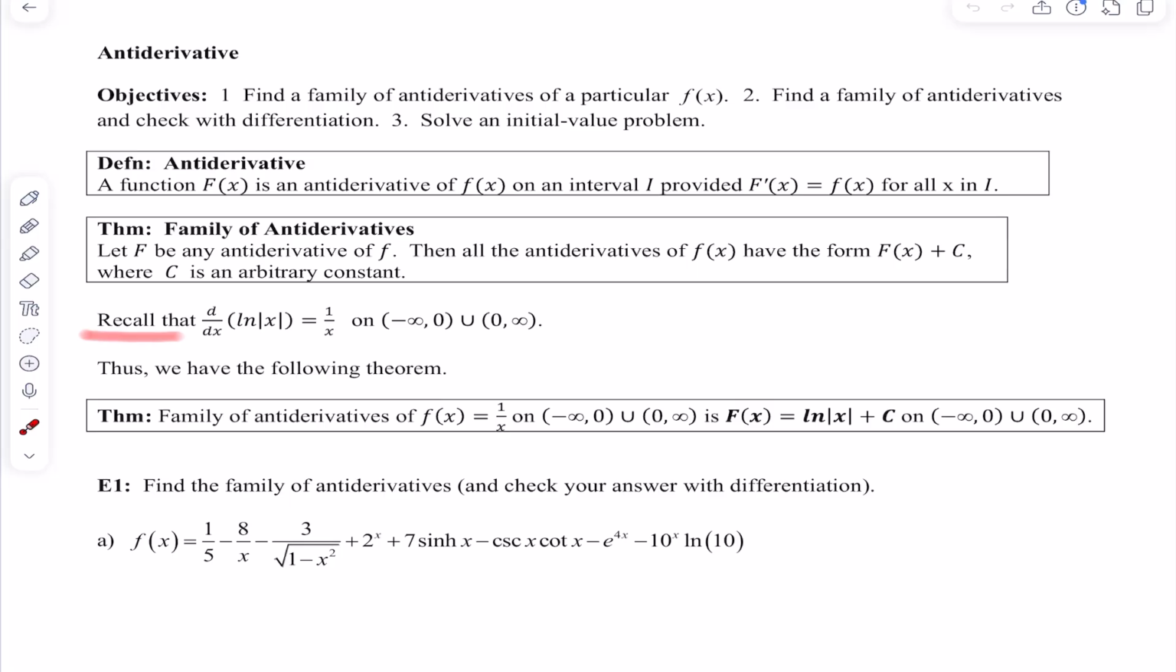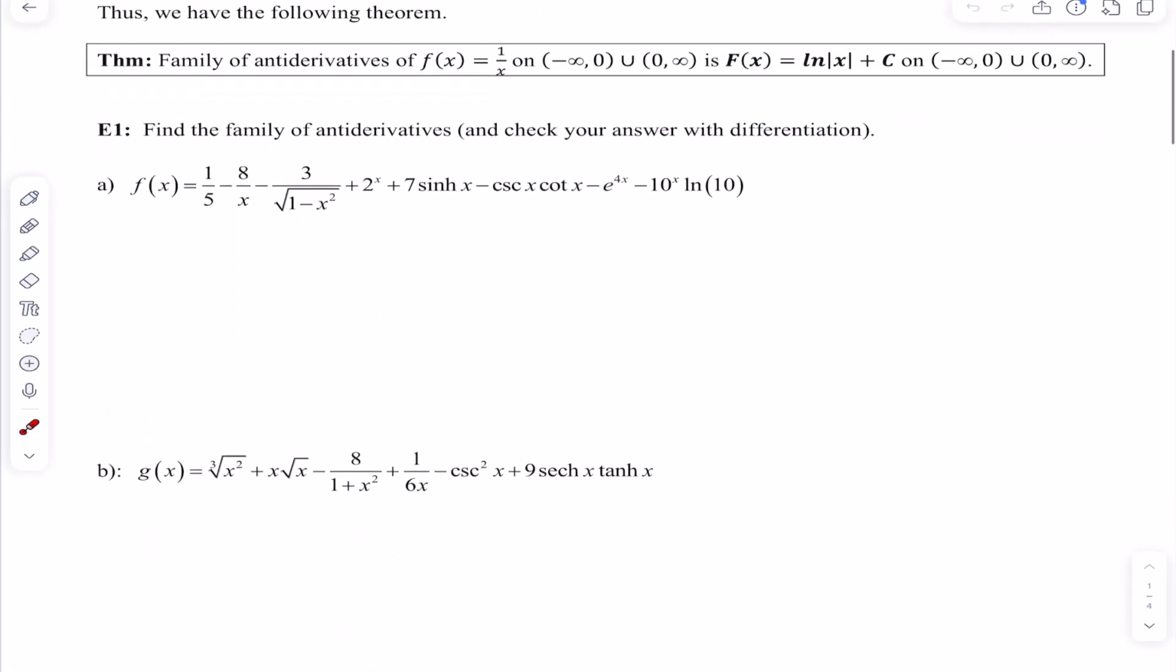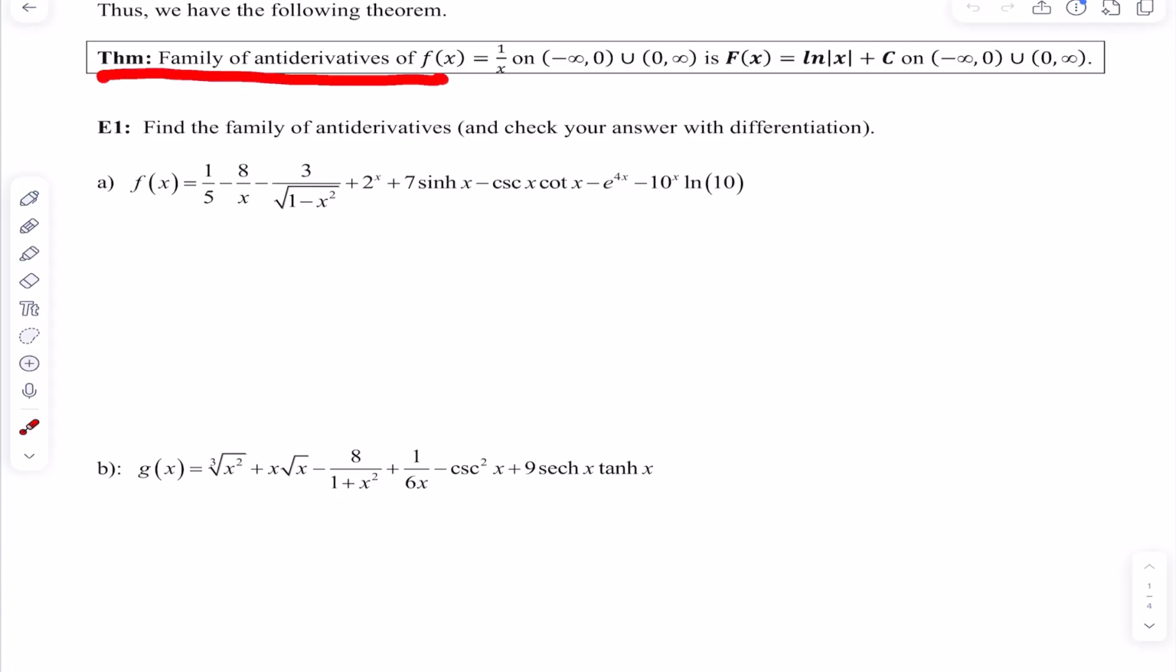Recall that the derivative of the natural log of the absolute value of x with respect to x is equal to 1 over x on this very specific domain. That means we have the following theorem. The family of antiderivatives for the reciprocal function 1 over x on this very specific domain is capital F of x equal to the natural log of the absolute value of x plus an arbitrary constant on the same very specific domain.